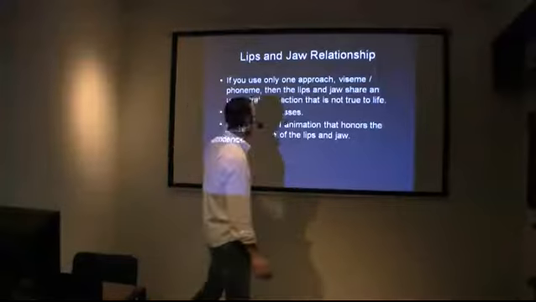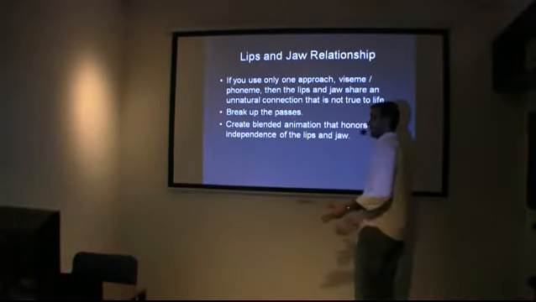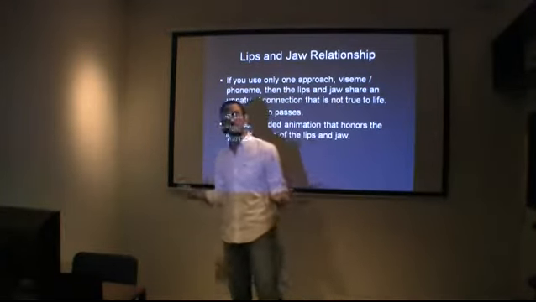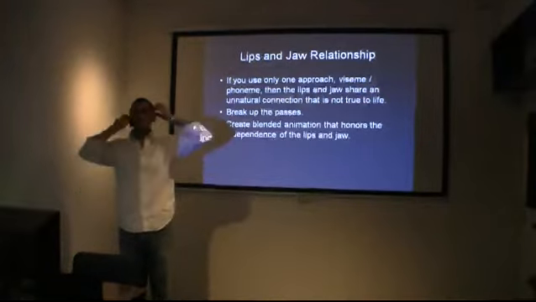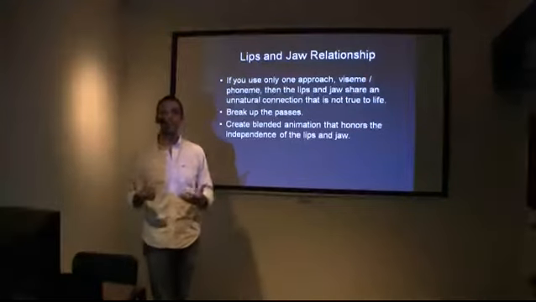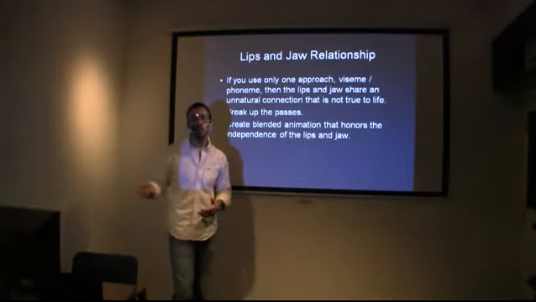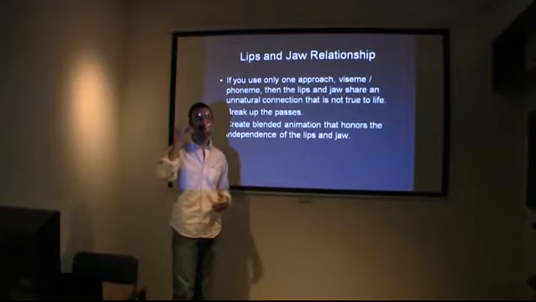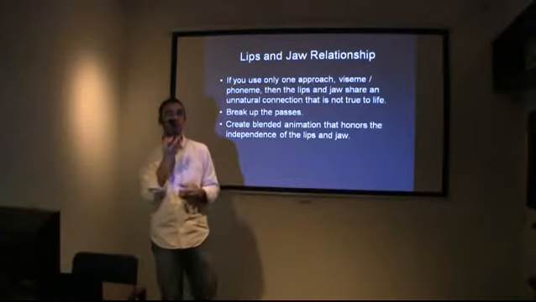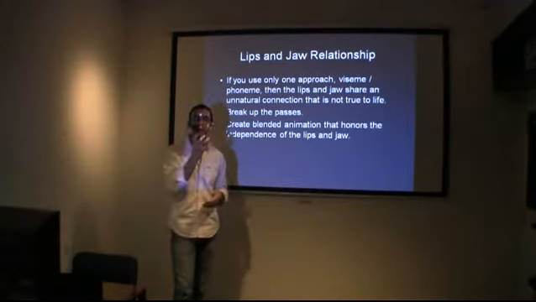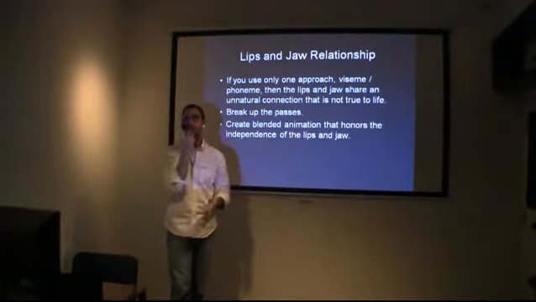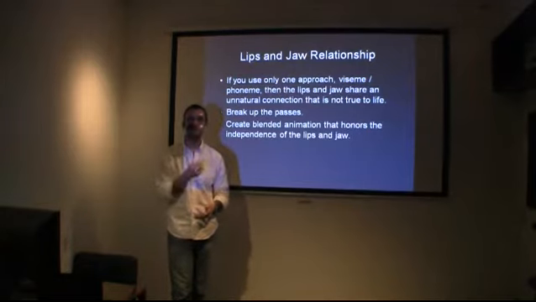The lips and jaw relationship. Okay, if you use only one approach, for instance, a viseme or a phoneme, you're going to get an unnatural connection that is not true to life. So, for instance, especially when you're using facial GUIs that have pre-built shapes loaded into them, what ends up happening, literally in Maya, is a keyframe is set on the lips and the cheeks and the tongue and the teeth and the jaw all at the same time. That's basically locking the motion. It's marrying the motion together for the jaw and the lips. But that's not how it works.